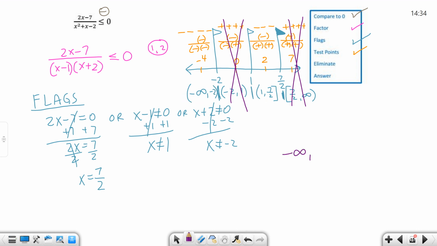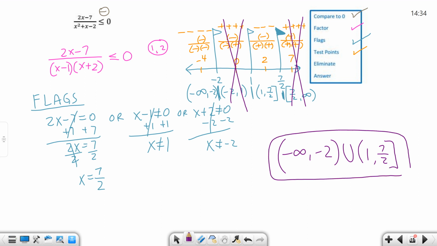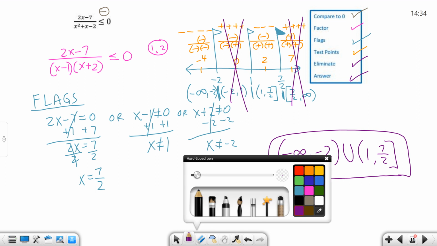So negative infinity to negative 2 union 1 up to 7/2 with a bracket on that. So notice everything's parenthesis there except that 7/2 has a bracket. So we eliminated and we answered.